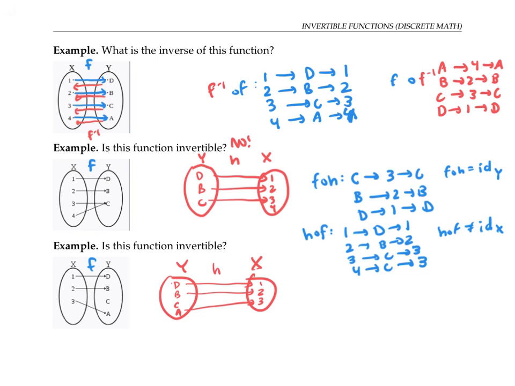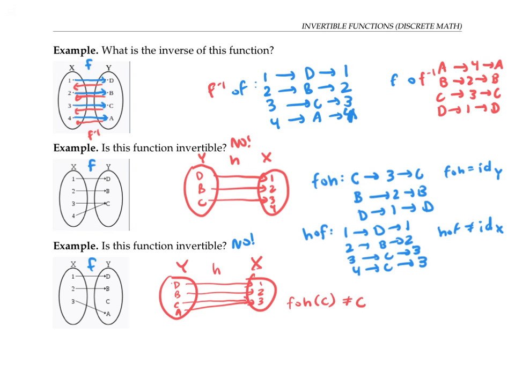Whatever I decide to send it to, I'm going to run into trouble when I do F composed with H evaluated on C, because this could never equal C again since F itself doesn't ever hit C. For example, in this case, F composed with H of C is equal to A, since we go to 3 and then to A. So this function is also not invertible.